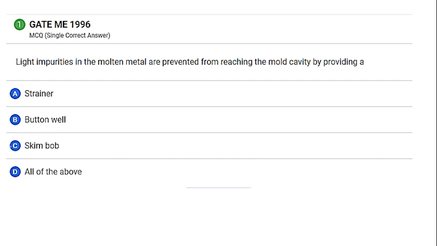Any doubt in this? Go through your notes and read about the button well. Ma'am, skim bob is where, after the sprue there will be a skim bob, right? What's a button well? What do we mean by button well? That I also don't know. Okay, apart from that, any doubt in this?